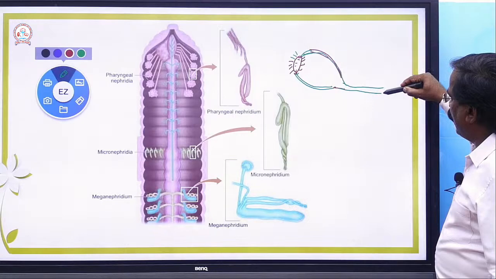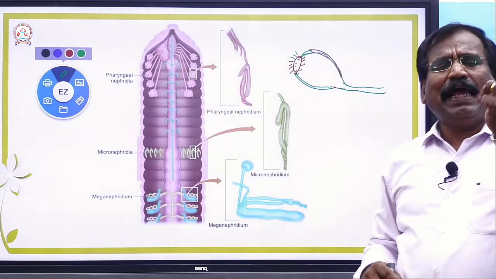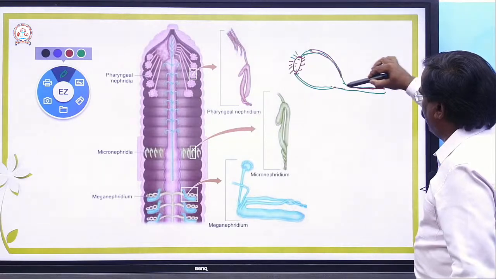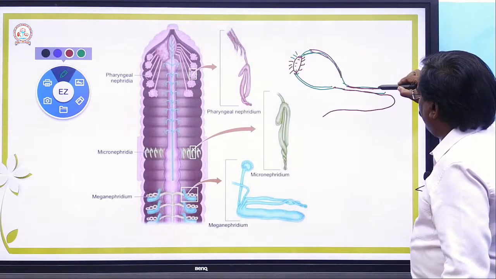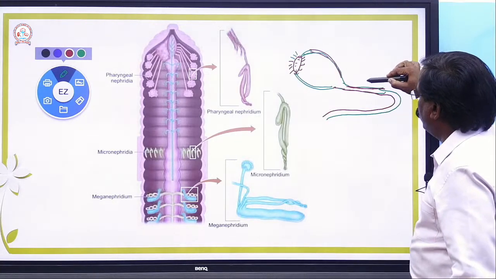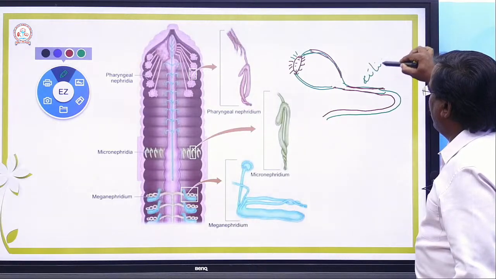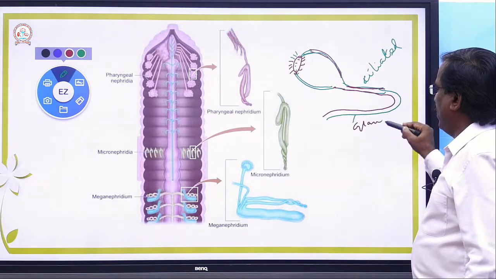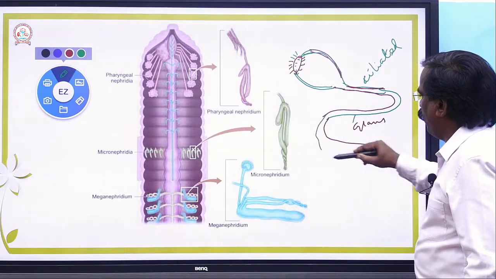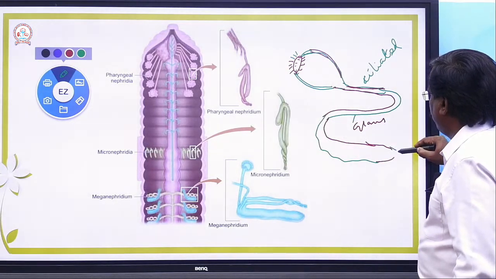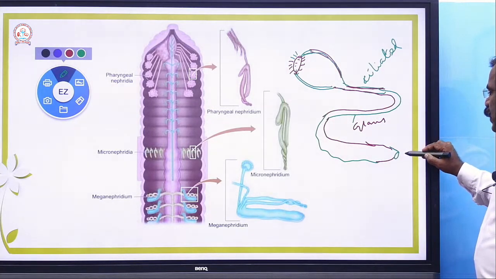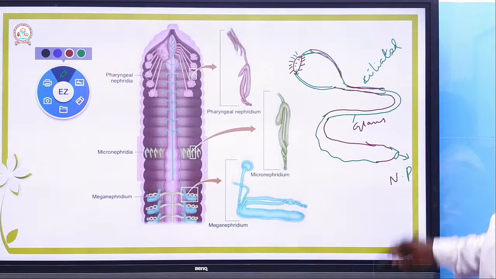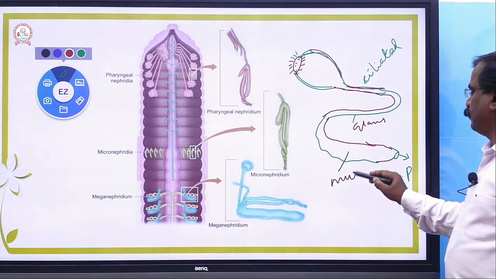In that tube there are 3 regions: ciliated, glandular and muscular. Imagine, this is ciliated, and the next region is glandular. This is the ciliated region, and this is the glandular region. Then after the glandular comes the large muscular region, which opens to the exterior through the nephridiopore. This is the muscular part, opening to the exterior.